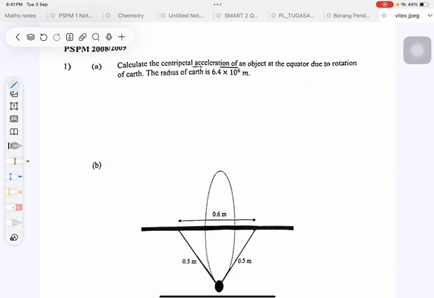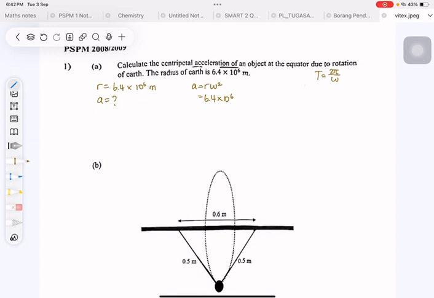Firstly, we should list out all the information given in the question, which is radius equals 6.4 times 10 to the power of 6 meter. And then we are going to find the centripetal acceleration. We can find it by using a equals r omega squared. Then sub the value of radius into the equation, but the information we are lacking is the value of omega. So we can find the value of omega by using the equation T equals 2 pi over omega.